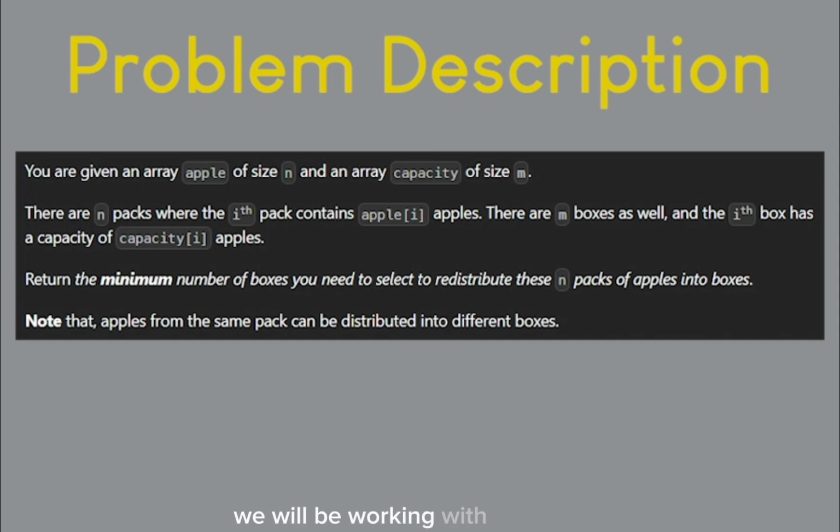We will be working with two arrays. One is called apple and the other is called capacity. The index in the apple array would signify a packet of apples. So the 0th index would mean the first packet, the first index would mean the second packet, and so on. The value on that specific index would signify how many apples there are in that specific packet.